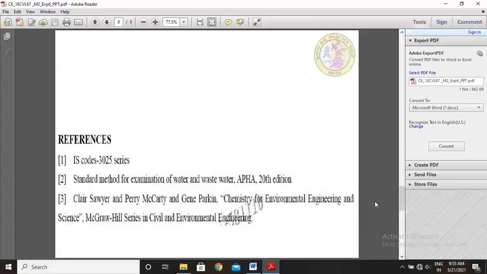Now these are the references to conduct these experiments systematically.